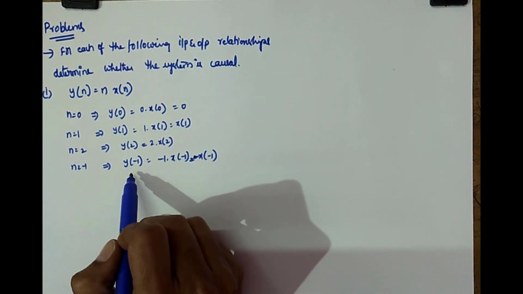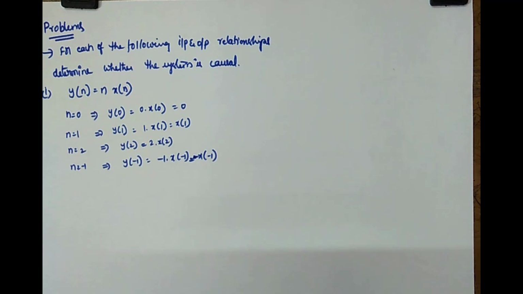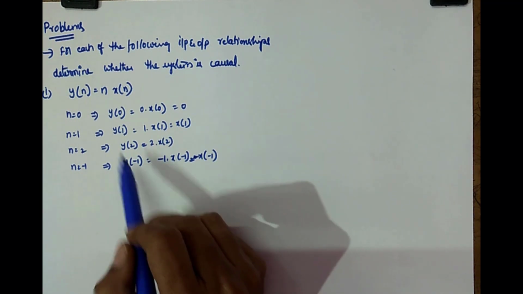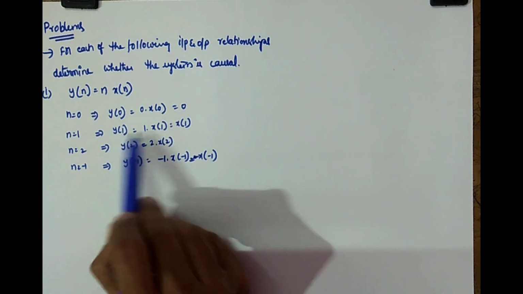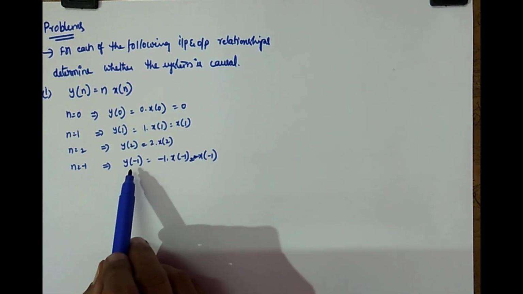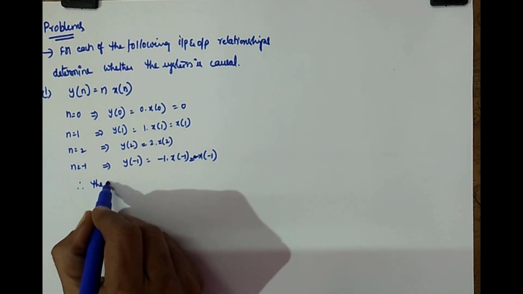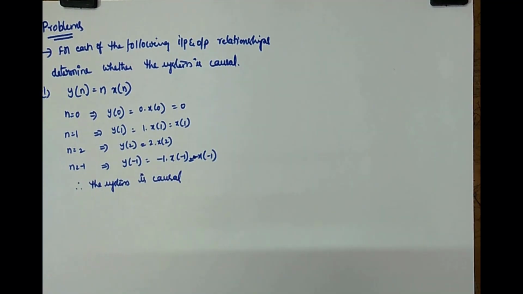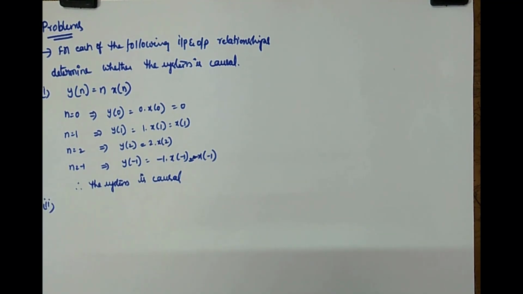So if you observe, the outputs depend on present inputs. See here, y of 0 depends on x of 0, y of 1 depends on x of 1, y of 2 depends on x of 2, y of minus 1 depends on x of minus 1. So the system is, therefore, causal. Okay. Next, we'll see.